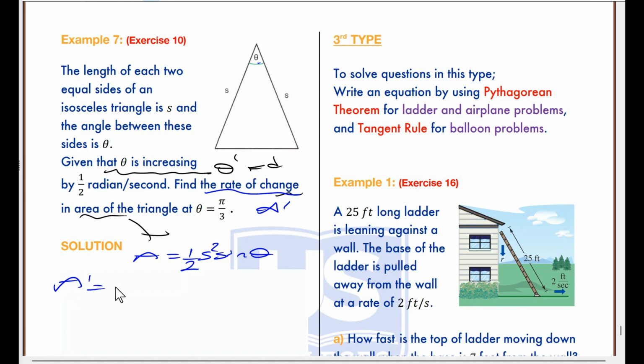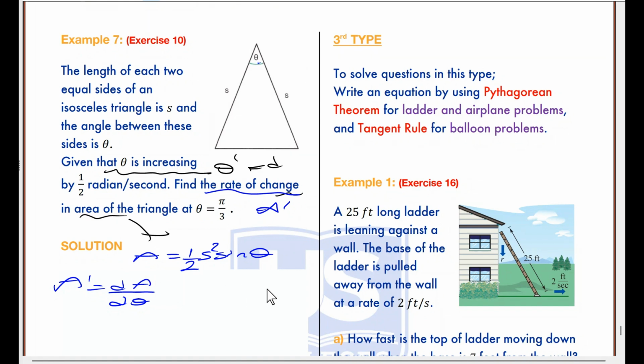So let's find A prime. This is dA over d theta. So we are taking the derivative with respect to theta. What happens to the area as theta changes? It is not about changing time. It is not the area with respect to time. It has nothing to do with time. It is the relation between the area and theta. When theta gets bigger, what happens to the area? When theta gets smaller, what happens to the area?